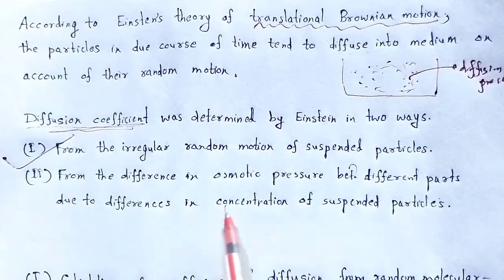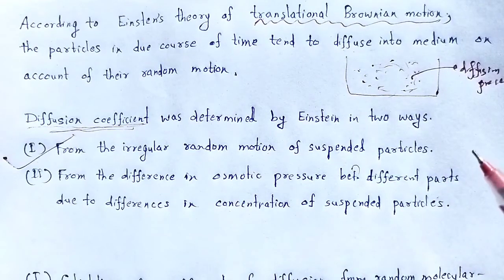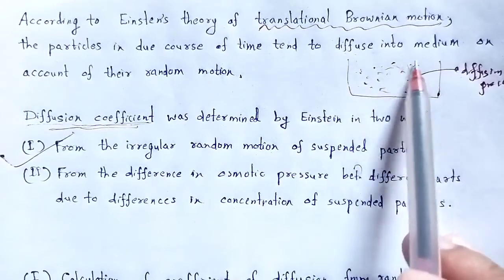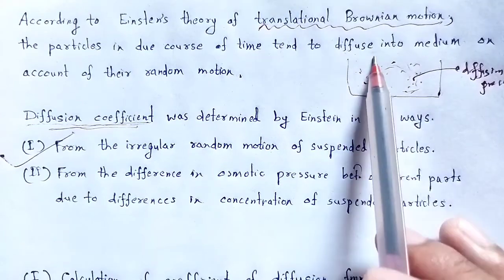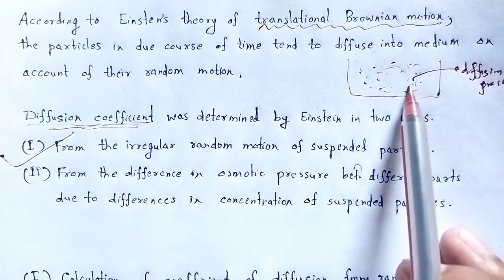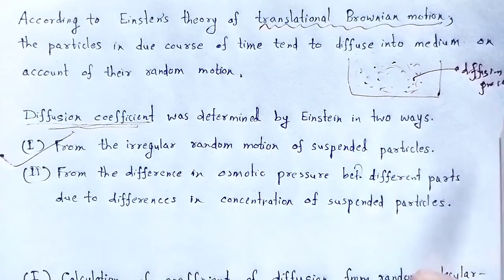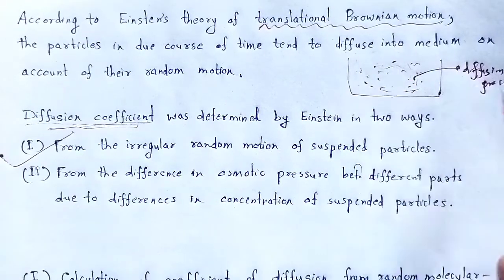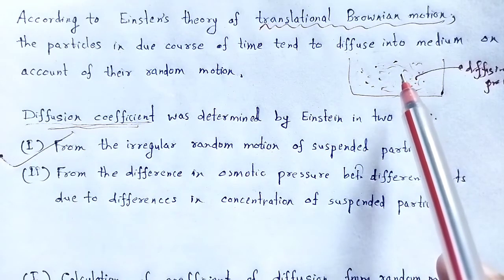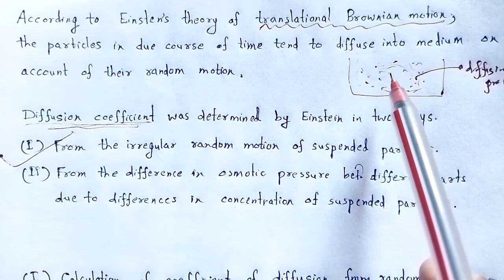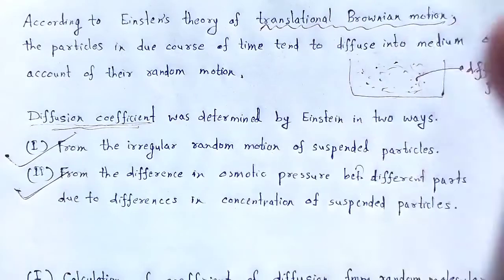And another way is to calculate it from the difference in osmotic pressure between the different parts, due to the difference in concentration of suspended particles. Let here there be so many particles. In the different parts the osmotic pressure is not the same, so there will be a difference in osmotic pressure, and the concentration of suspended particles is different. Taking that difference into consideration, we can easily find the diffusion coefficient. This is the other way to derive the diffusion coefficient.